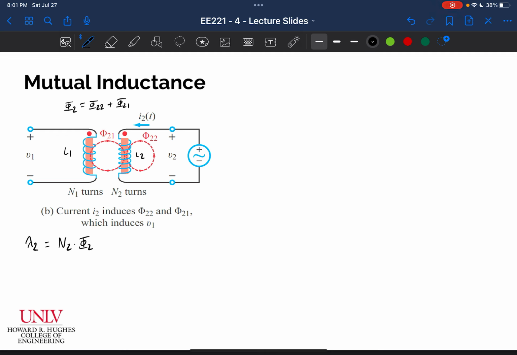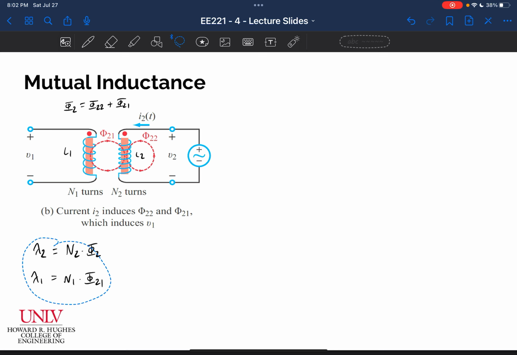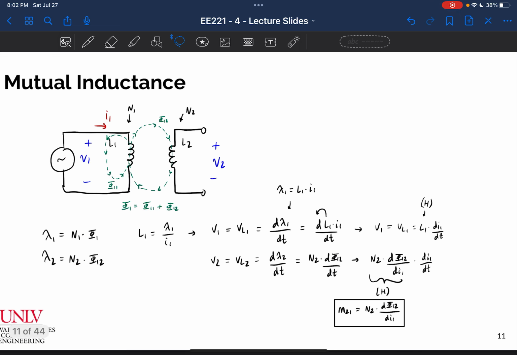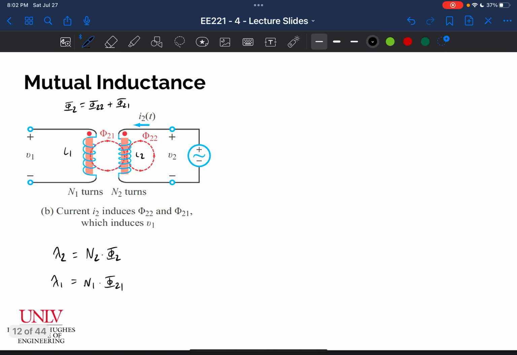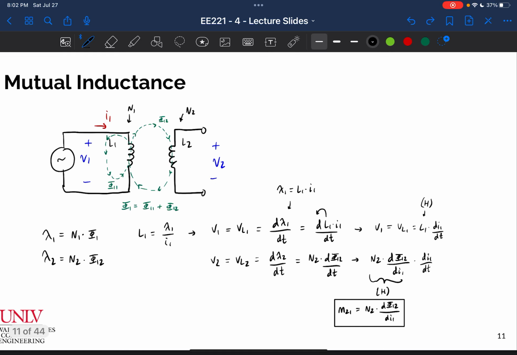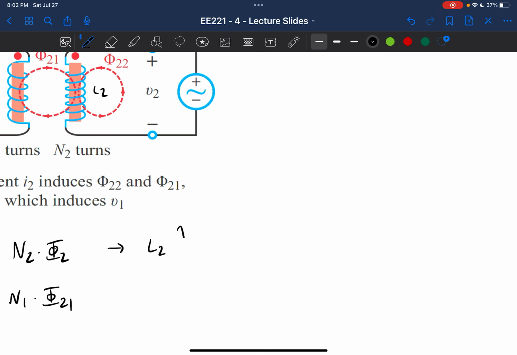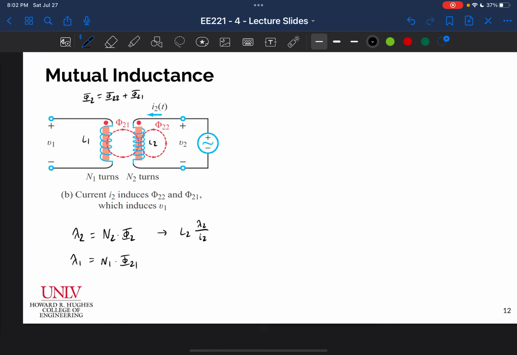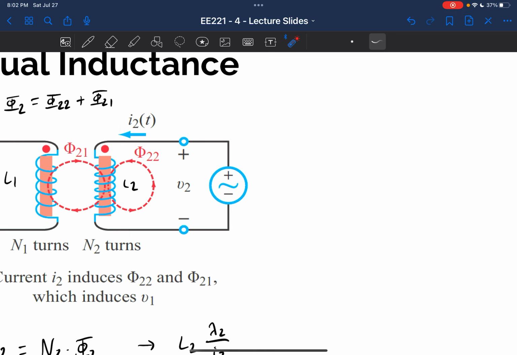Okay? We know that the lambda 1 then is going to be the number of turns of coil number 1 multiplied by the flux linking coil 1 to coil 2, which in this case is phi 2,1. And so we're kind of right back where we started. Let me move these over. And so from here, we kind of wrote the self-inductance of coil 1. In this case, we're going to write the self-inductance of coil 2, which we know very easily is equal to lambda 2 divided by current number 2, I2, which is what we're looking at here.